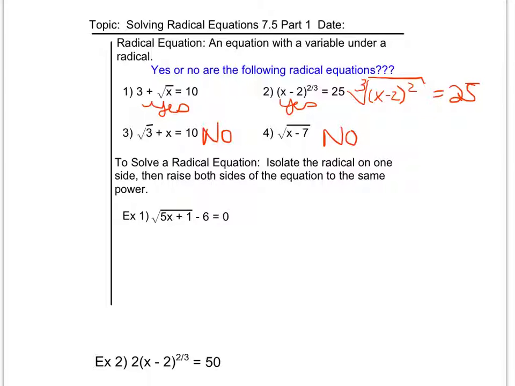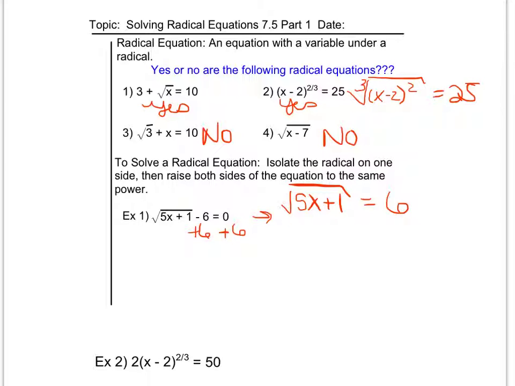If I look at example 1, I have the square root of 5x plus 1, minus 6, equals 0. It is a radical equation. I have an equal sign and I have a variable under my radical. If I want to isolate the radical, that means get the radical part by itself. So I'm going to add 6 to both sides, giving me the square root of 5x plus 1 equals 6.